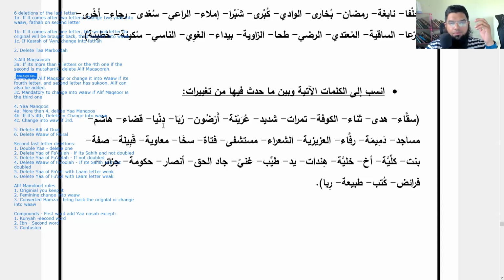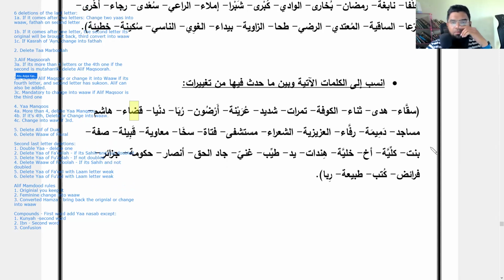Dunya, dunyavi. Dunya is like tanta, tantavi. So you can say dunyavi, adding an alif, or you can just say dunyavi, worldly. Qada, qada'i. This is converted. It's a ya actually. Converted, you can say qada'i or qadavi. Change into Waaw or hamza. Hashim, Hashimi. Masajid, go back to the singular, masjidi.